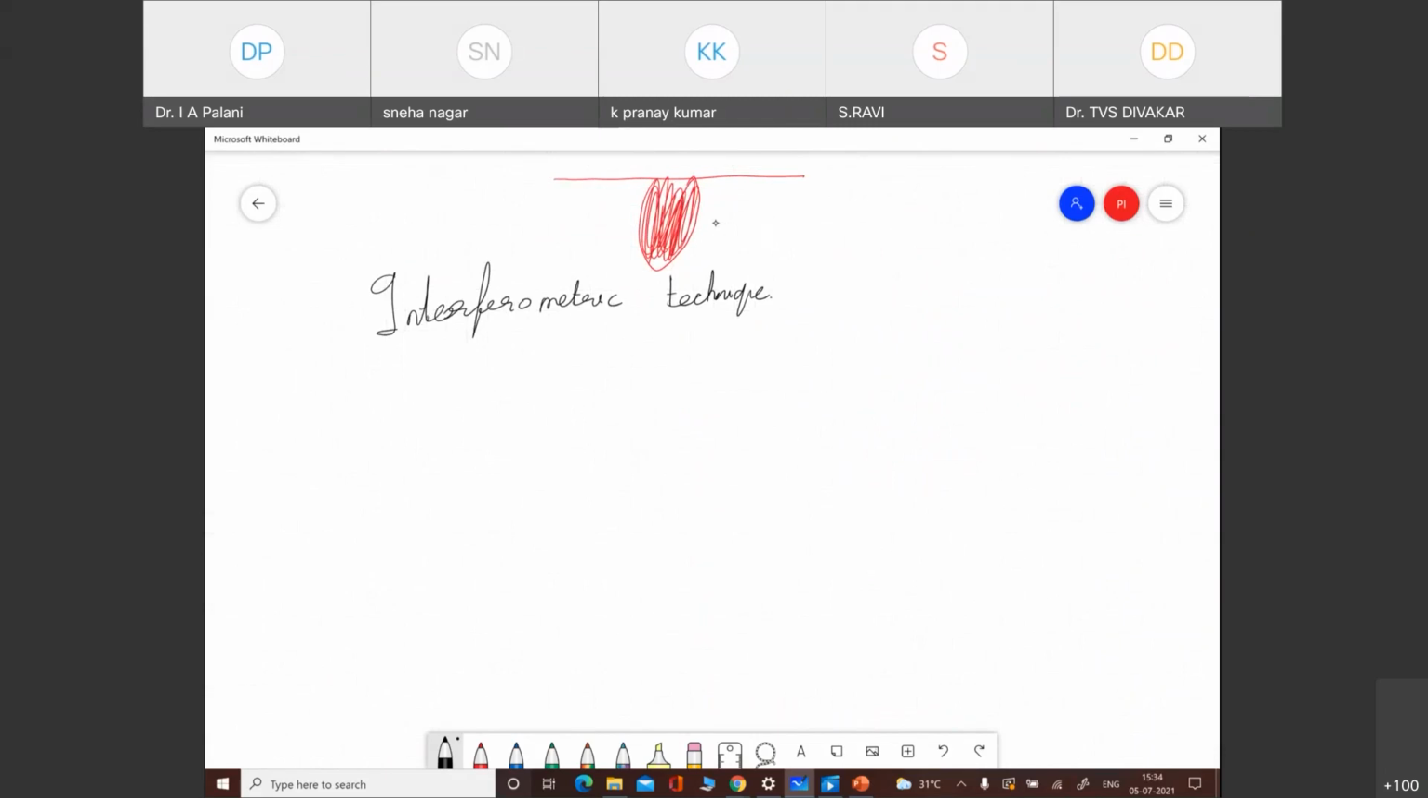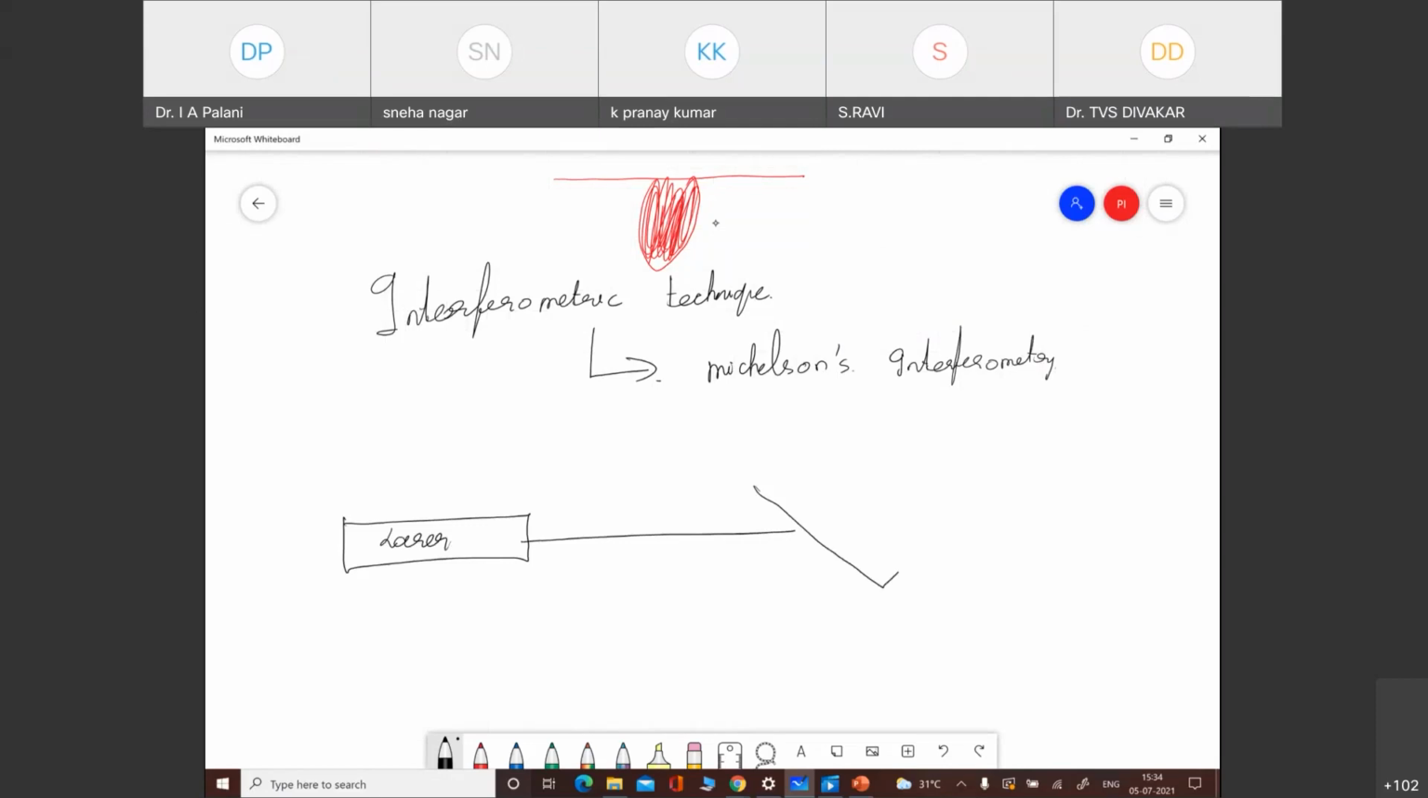The basic interferometry which we are going to discuss today is called Michelson's interferometer. Okay, so the construction of the interferometer is something like this. I have a laser. From the laser, I have a beam splitter.